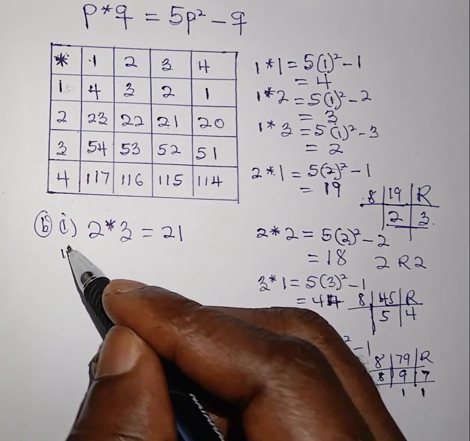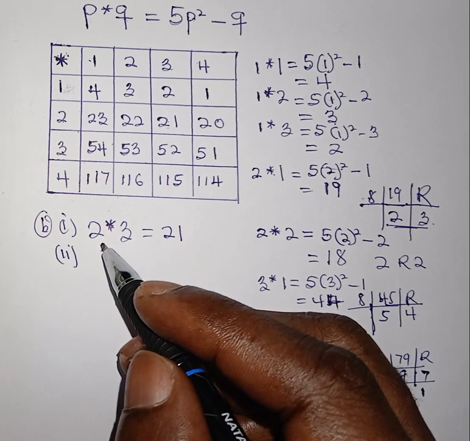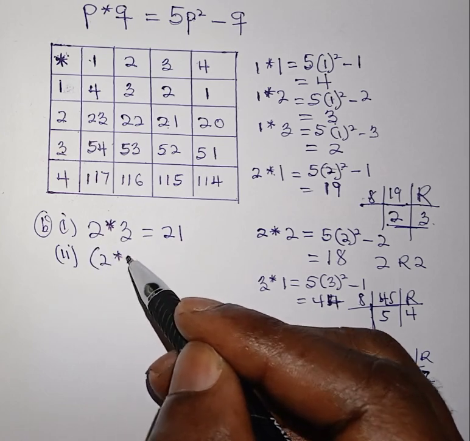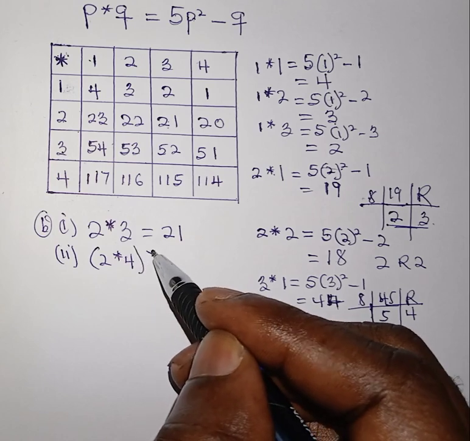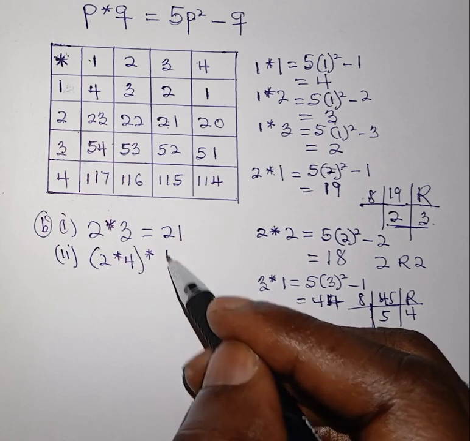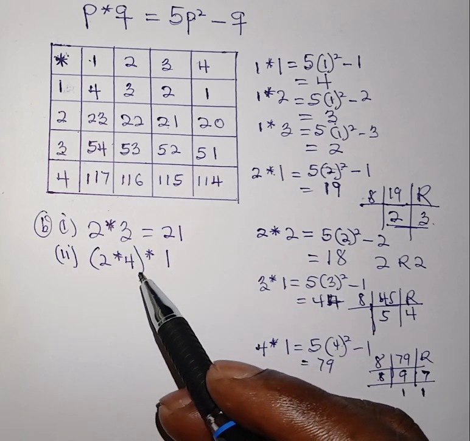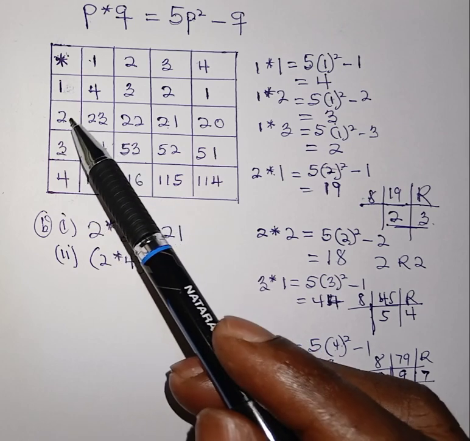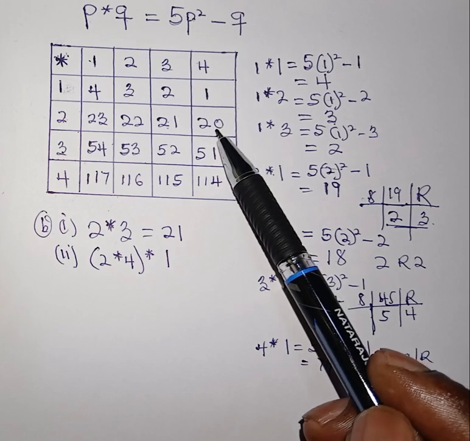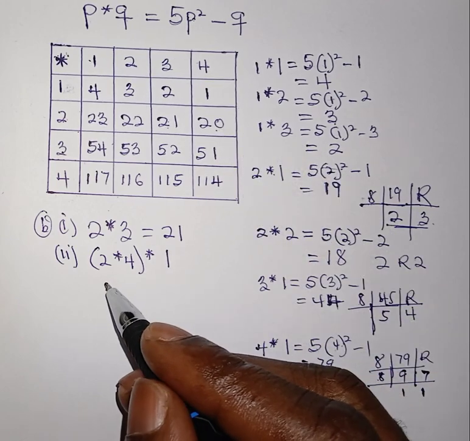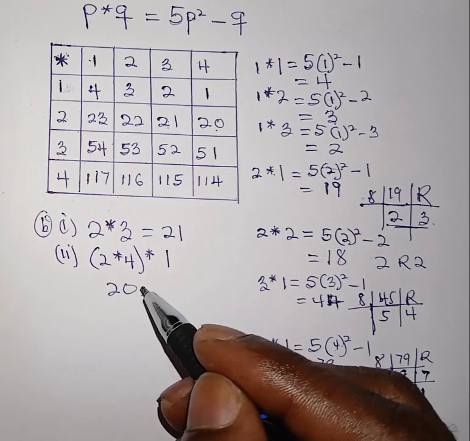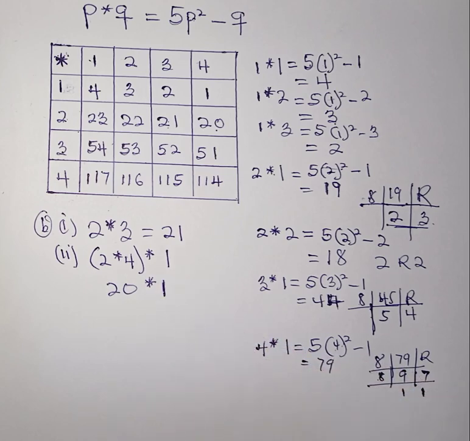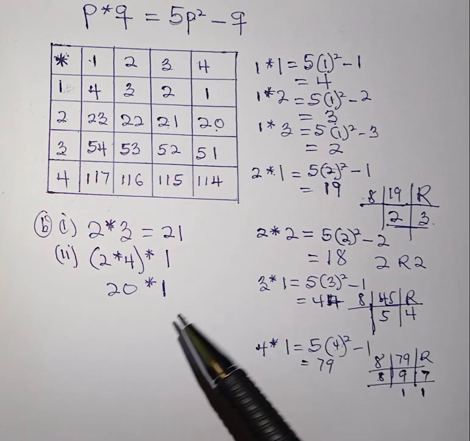And then we have part i. For i we have 2 operation 4 operation 1. Now, as I said, always you need to tackle what is in the bracket first. So let's check what 2 operation 4 is. 2 operation 4 gives us what? 20. Then 20 star 1.